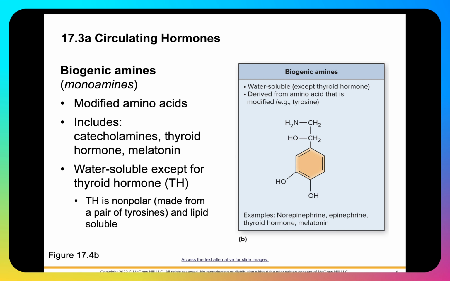Now, catecholamines, they are a very important class of circulating hormones. Examples are going to be dopamine, epinephrine, and norepinephrine. We already have put a significant emphasis on epinephrine and norepinephrine as, once again, they are the primary chemical messengers that are associated with the sympathetic nervous system.